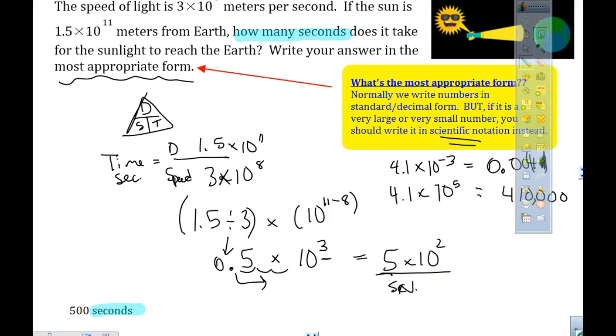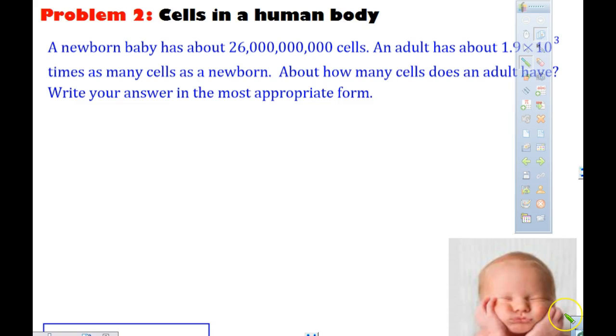All right, so looking at the top of the next page, please read for us, if you would. Out loud, please.